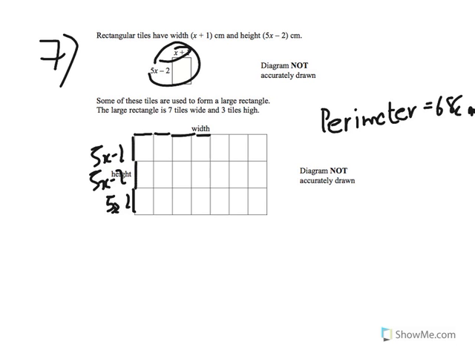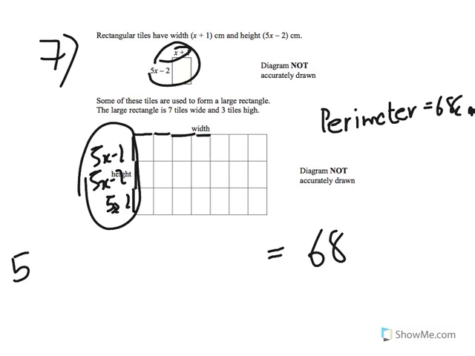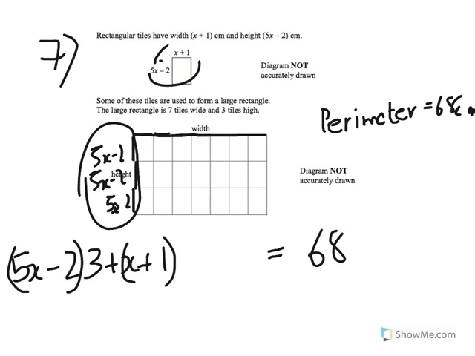So to write an equation, you know that the entire perimeter is 68, and you know that the height should be 5x minus 2 times 3. So 5x minus 2 times 3, right? And you should know that the width should be x plus 1 times 1, 2, 3, 4, 5, 6, 7, times 7.